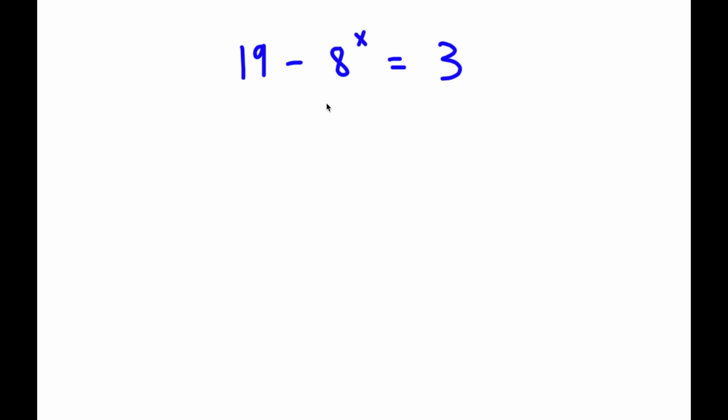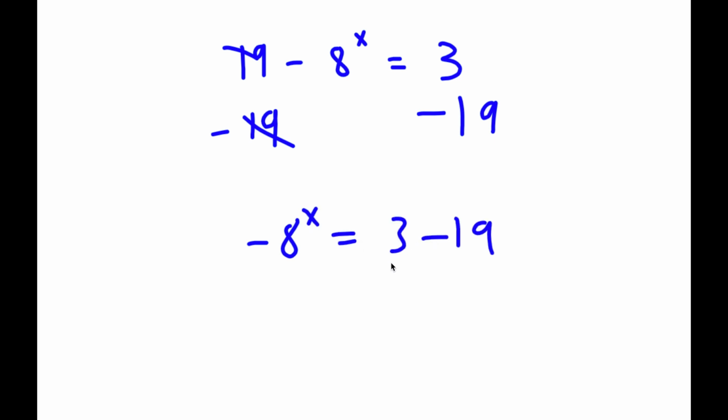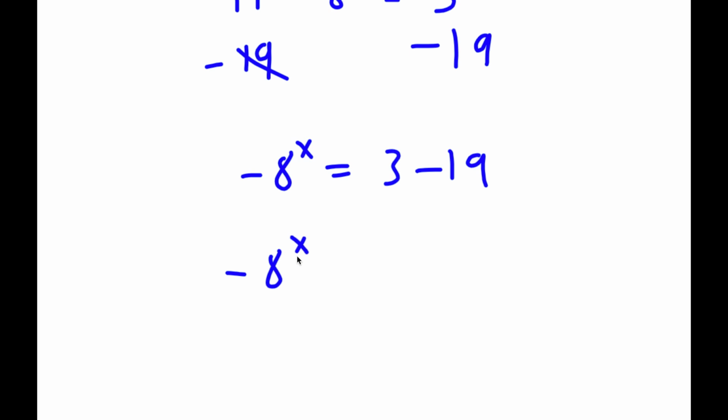Alright, so in this problem, I have 19 minus 8 to the power of x is equal to 3. So the first thing I'm going to do is I'm going to subtract 19 on both sides. So now I have negative 8 to the power of x is equal to 3 minus 19. Now 3 minus 19, that's obviously negative 16, so I have negative 8 to the power of x is equal to negative 16.